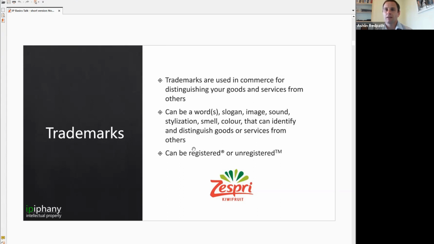A really important part of business as well. So a trademark is anything that you can use to distinguish your goods and services from those of others. It's not just a logo or a word. You can protect sounds, stylizations, smells, even color. So Cadbury, for example, have a particular purple for chocolate. So you can't produce chocolate using that same color purple.